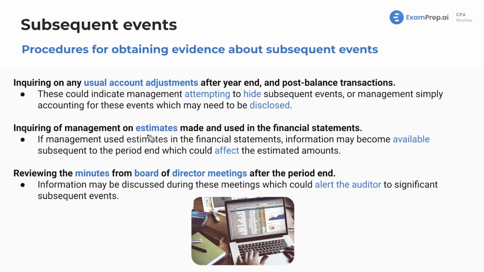Also, inquiring of management on estimates made and used in the financial statements. We'll see this quite a bit, right? Estimates are always coming up, hot topic throughout the entire exam. If management used estimates in the financial statements, maybe they're estimating the amount that they'll have to pay out in a lawsuit. If management used these estimates, information may become available subsequent to the period end, which could affect the estimated amounts. Lastly, we want to review the minutes from the board of directors after the period end. Anything in these board of directors minutes could alert the auditor to significant subsequent events. If they're talking about a merger or acquisition that's going on, yeah, you can find out about that because the board of directors is talking about it.